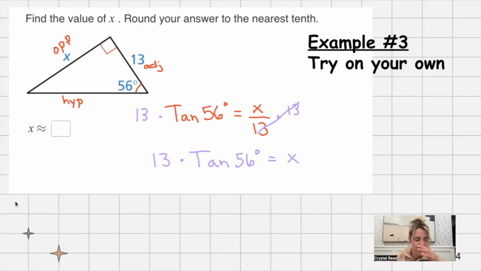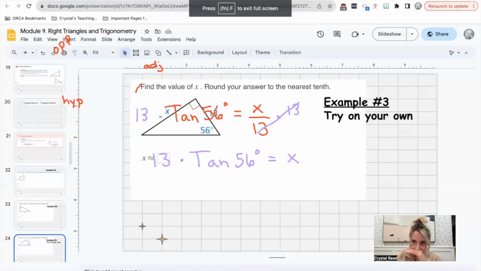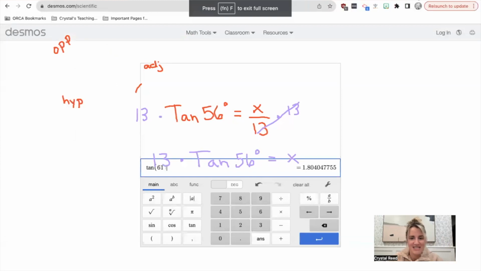So let's go ahead and go to my calculator. Sorry if the writing's on the board when we're doing this in Desmos. It does make it so I can still see it. We're going to type that in, 13 times the tangent of 56. 19.27, approximately 19.3.